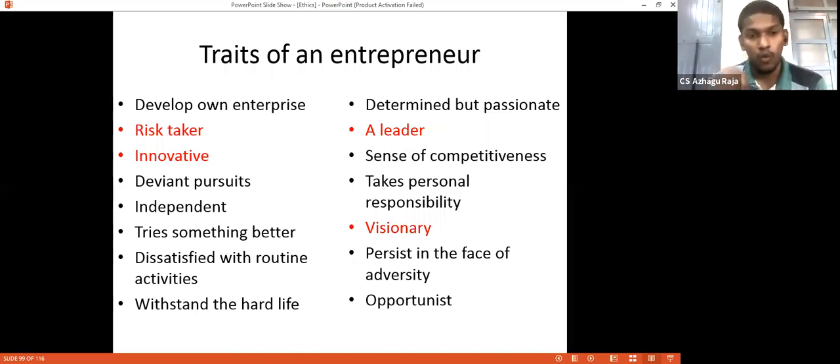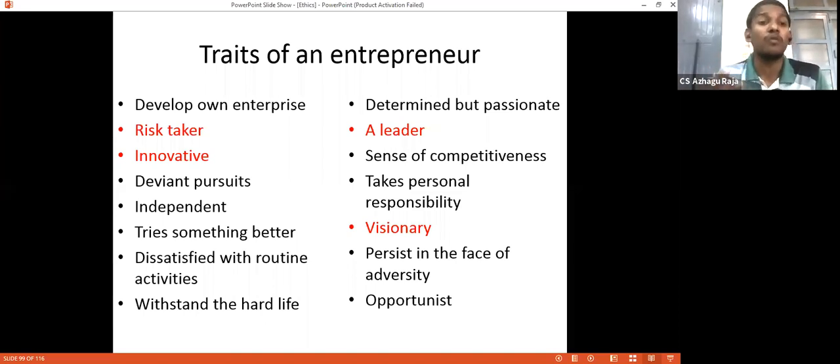He takes his own decisions and tries something better. He always tries to do something better through innovation. The best example: in what way can we reduce the cost of the product? By maximizing the production capacity, we can reduce the price. How can we reduce it? By maximizing the supply capacity, production. What happens? Our fixed expenses are spread across more units, and then we can reduce the expenses and reduce the price of the product. And dissatisfied with routine activity: most entrepreneurs don't want to be idle, they don't want to do the same work that other people are doing.